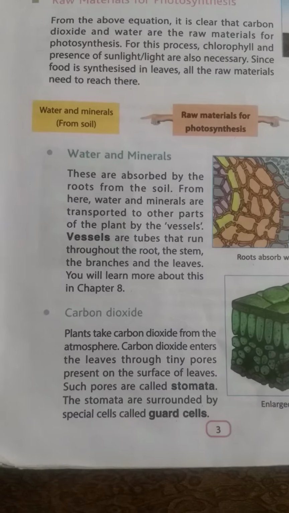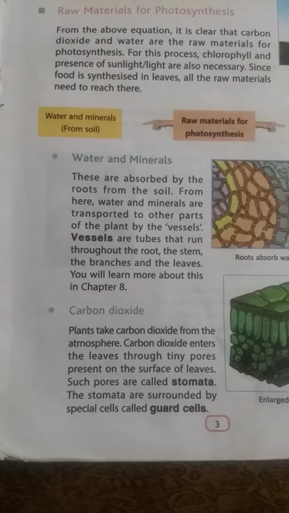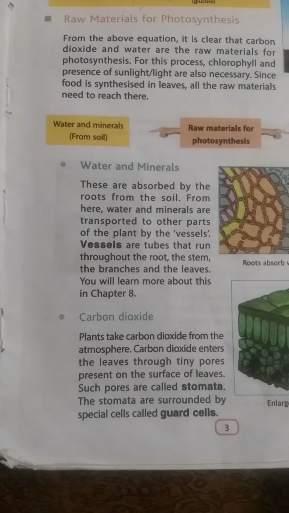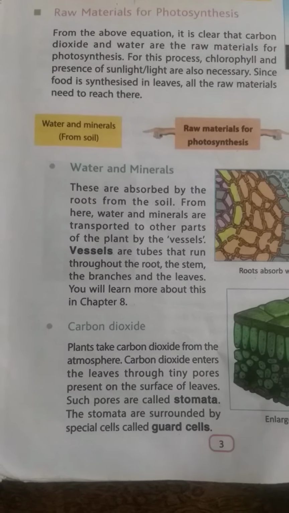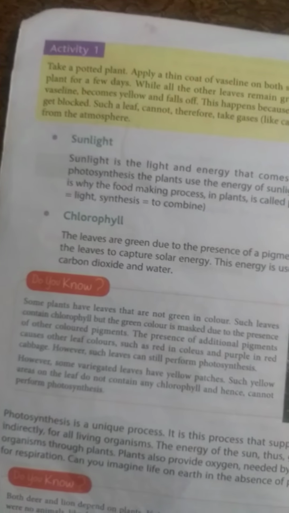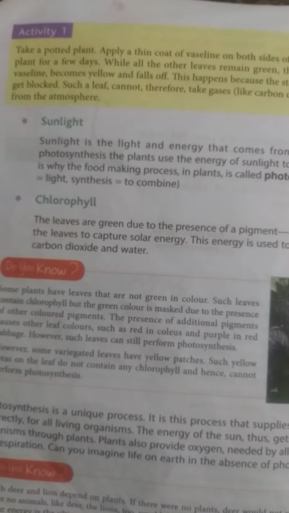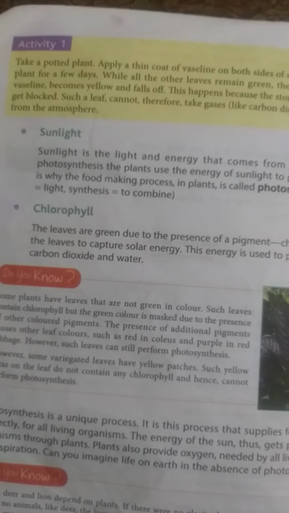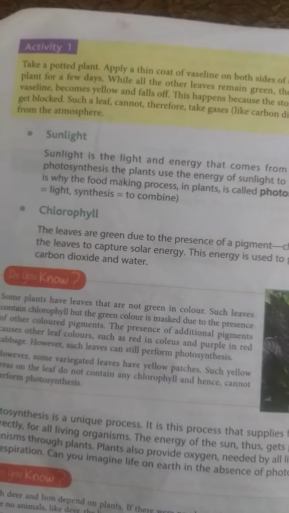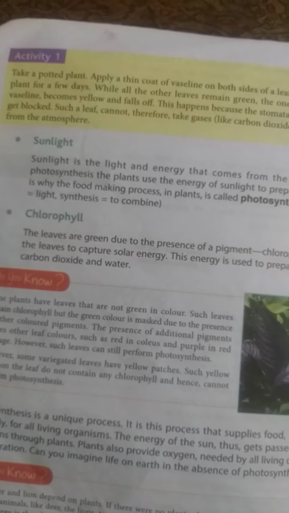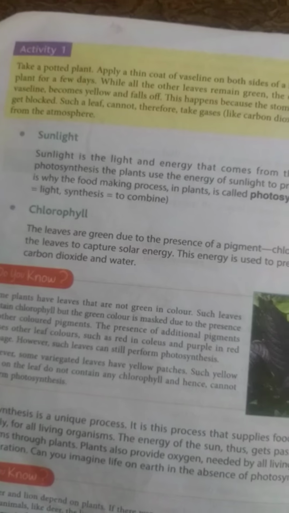Stomata are surrounded by special cells called as the guard cells. What is the function of these guard cells? These guard cells help the stomata to open and close accordingly. Now another raw material is sunlight. Sunlight is a universal source of energy, we know, and during photosynthesis the energy of the sunlight is absorbed by the chlorophyll in order to prepare the food.